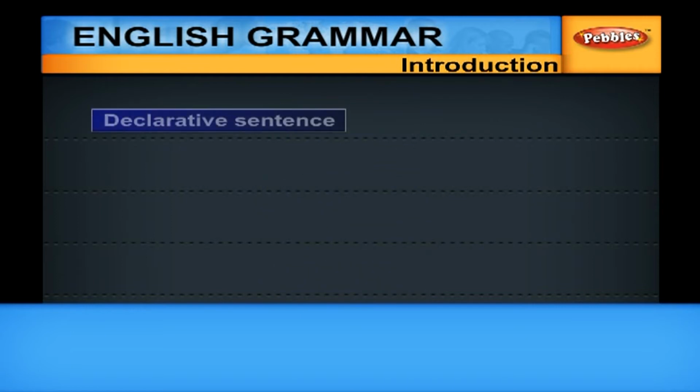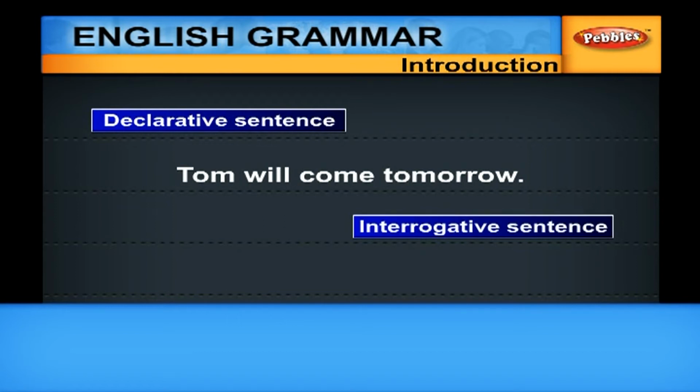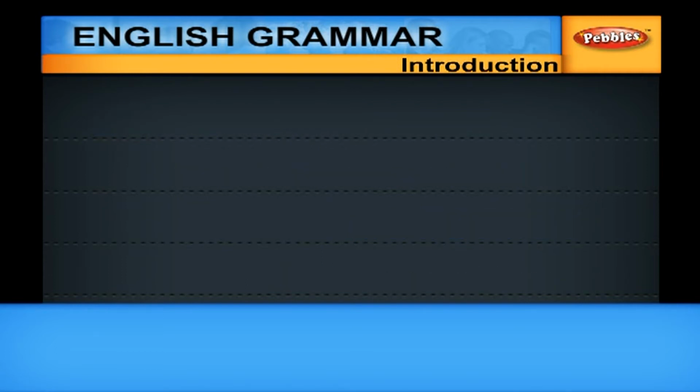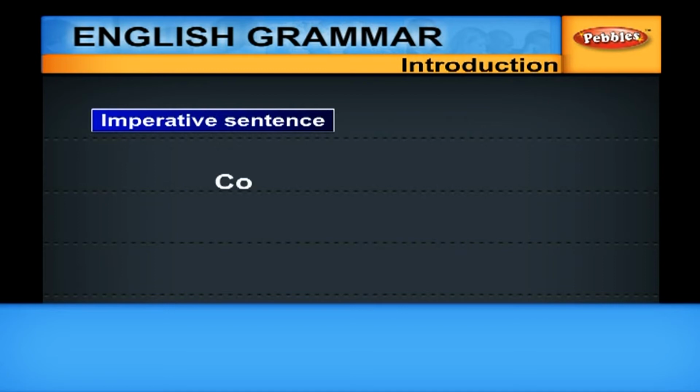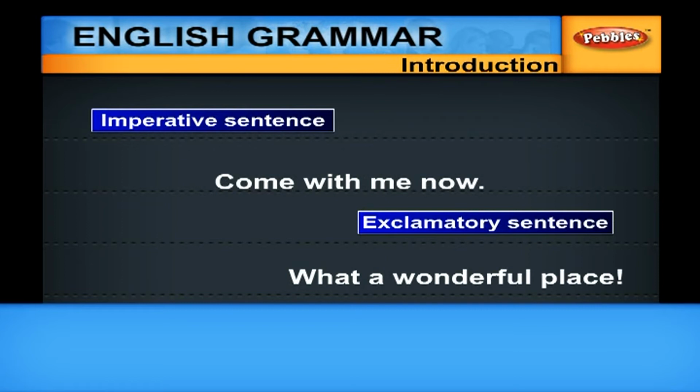It can be a declarative sentence. Example: Tom will come tomorrow. It can be an interrogative sentence. Example: Will Tom come tomorrow? It can be an imperative sentence, orders or directives. Example: Come with me now. And it can be an exclamatory sentence. Example: What a wonderful place!